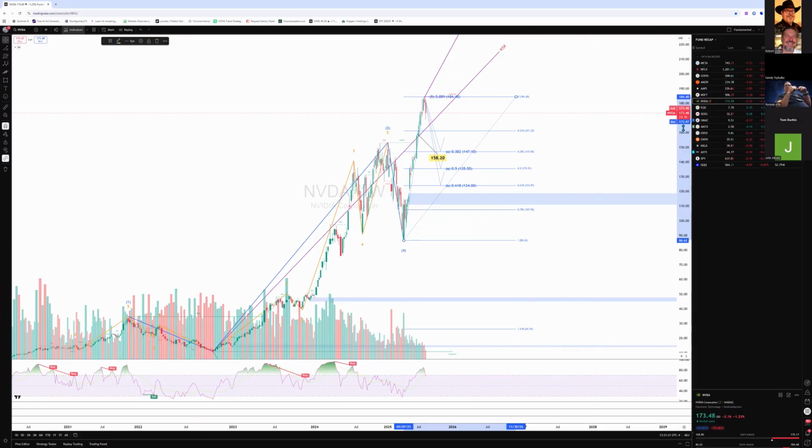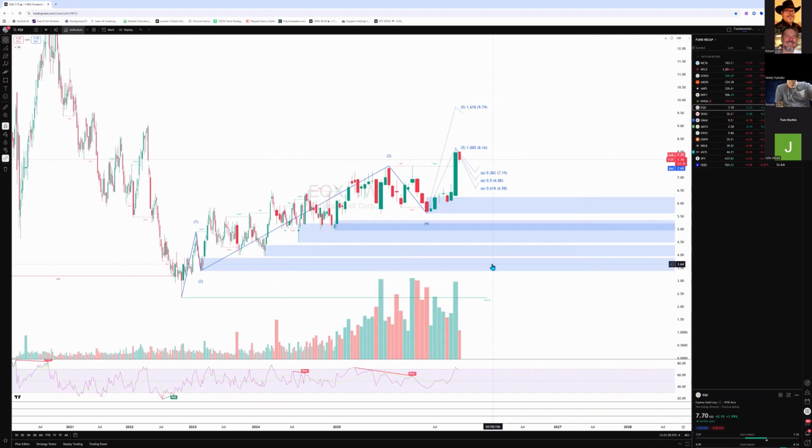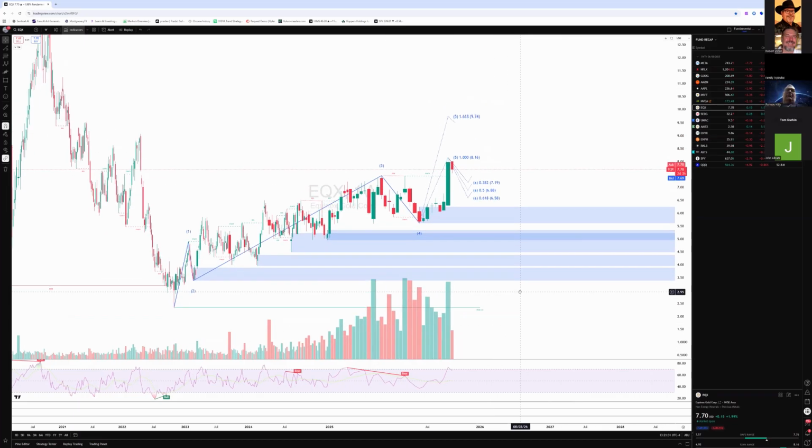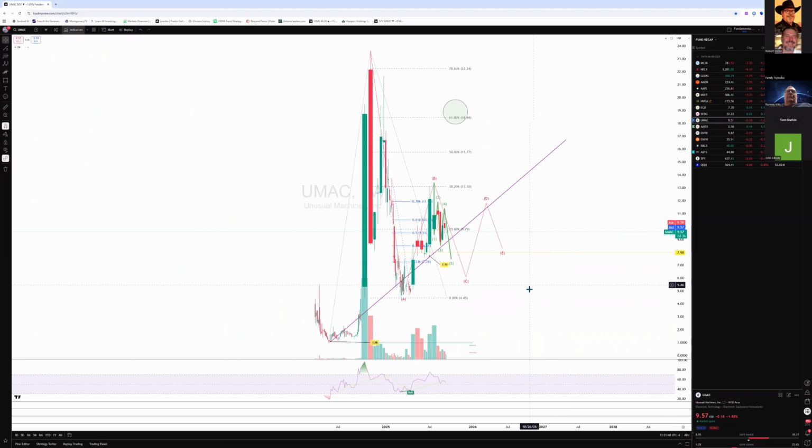All right, so let's go through some of these names. We're going to go through these from a standpoint of good to cancel orders, where you want them. Okay, Equinox, roughly at 650 as far as a pullback. SEDG, or SolarEdge, at roughly $24.